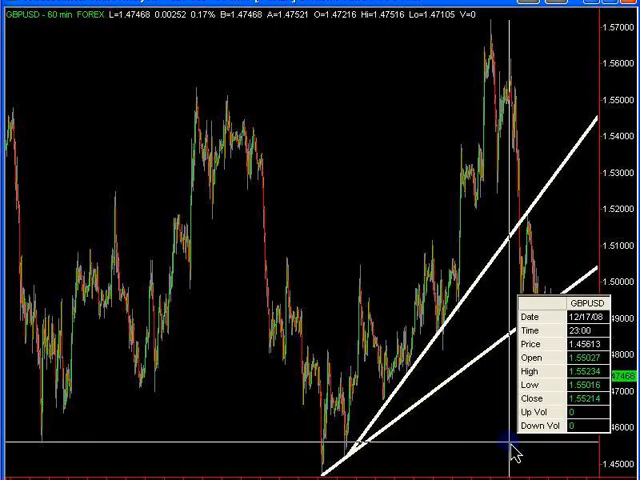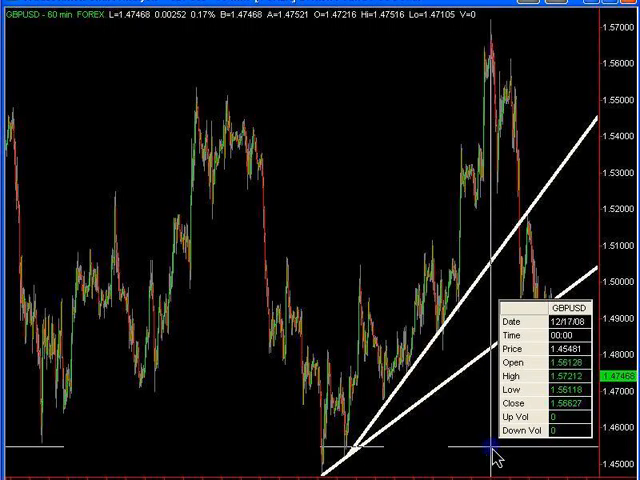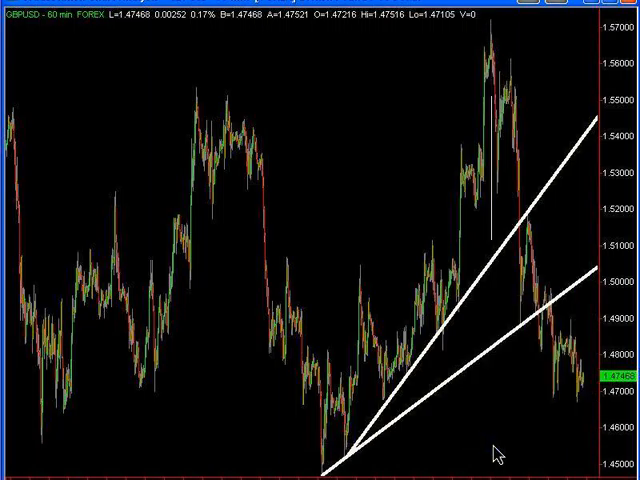So this is something that I would look for, certainly to enter a trade either tonight or towards the end of this week, would be that inverse head and shoulder pattern just below that 1.46 figure.